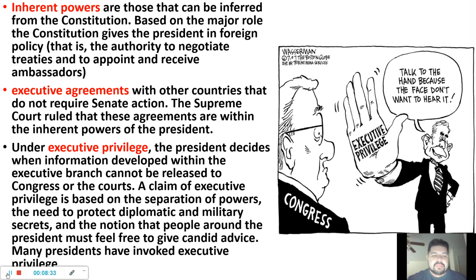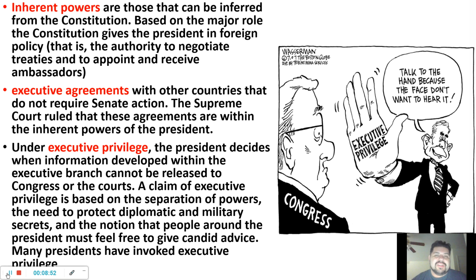No. Basically, the Supreme Court ruled that these agreements between the president and foreign powers are within the inherent powers. So there's something subtle in the inherent powers that says the president can do this, and there's nothing that the Senate can do.